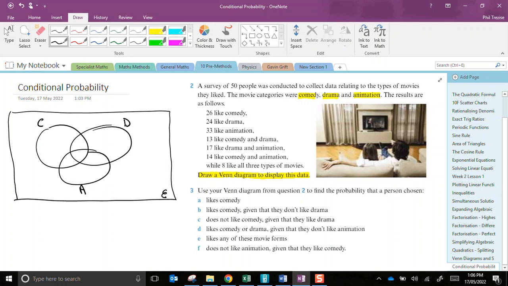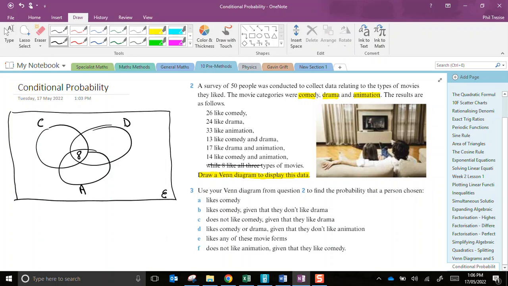Now, when it comes to filling in the numbers that go in the different parts of the diagram, let me give you a clue. Start from the center and work outwards. The very center section is going to be the people who like all three types. There are only 8 of those people. So the number 8 can be put right in the middle, absolutely sure of that, and we can cross that one out. Now let's move up the list.